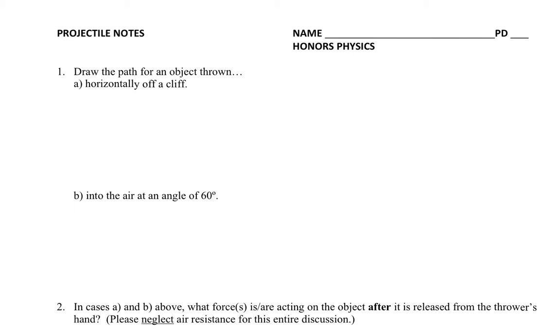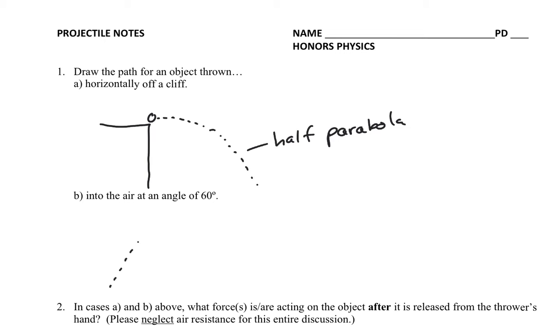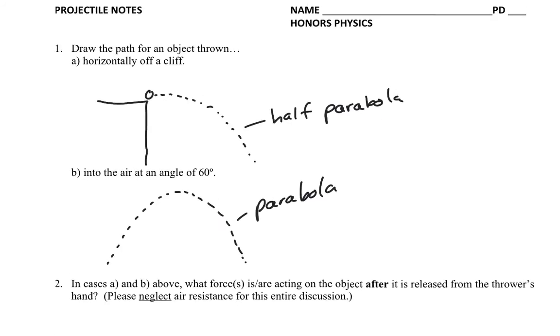All right, so for number 1, hopefully you drew a little cliff, and you drew a projectile, and you drew its path, and it looked something like this when it hit the ground. That's all we really wanted you to do there, okay? And if you'll notice, we're going to talk about how this looks like half of a parabola. If we throw it in the air at an angle of 60 degrees, we're going to get something that looks a little different. We're going to have a full parabola that's going to come up, and that should be symmetrical, but I didn't draw it very well. Okay, so that should be a full parabola.